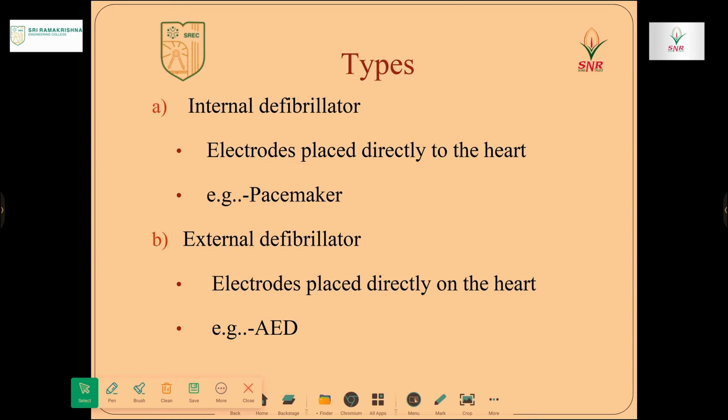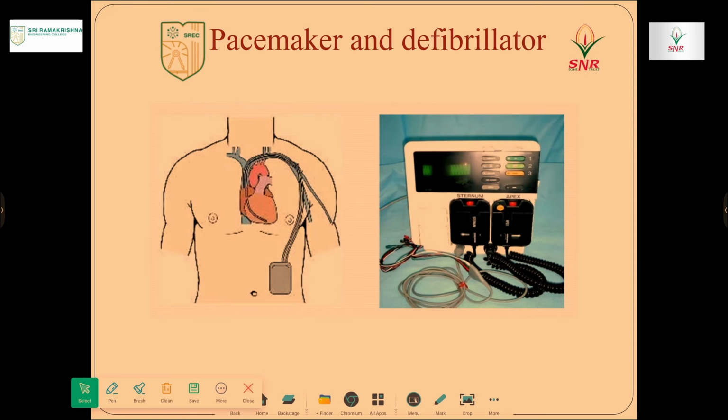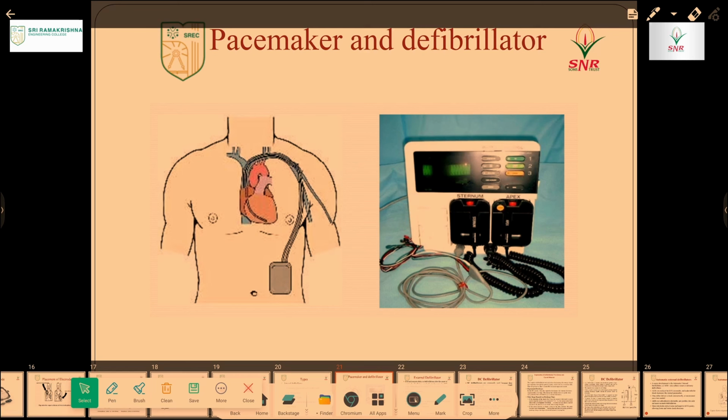Suppose the heart is not working at all, during that time we can go with internal defibrillators. The electrodes are applied directly towards the heart, for example a pacemaker. External pacemakers we can apply temporarily, with electrodes placed directly on the heart. A main example of an external defibrillator is the automatic external defibrillator. So this is an example. Here it is a pacemaker and this is the device for the defibrillator.